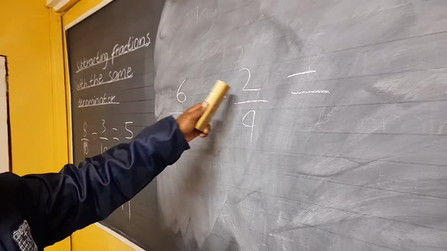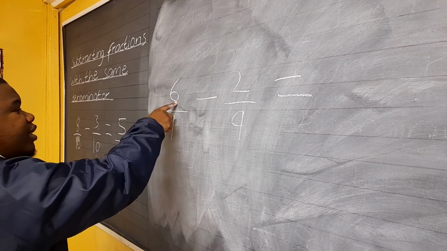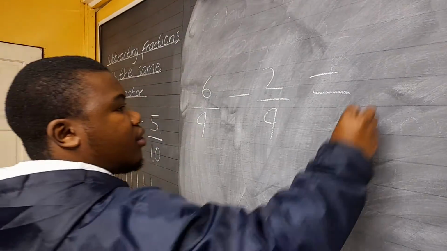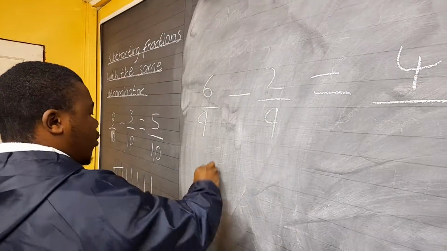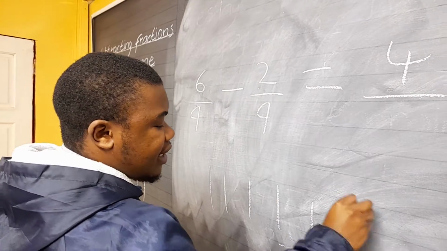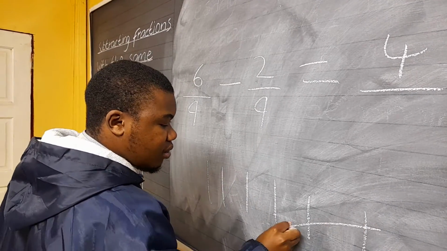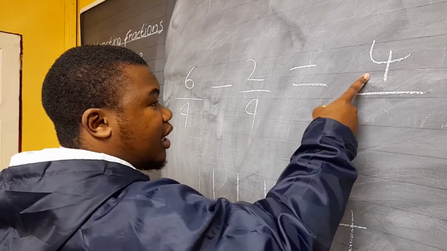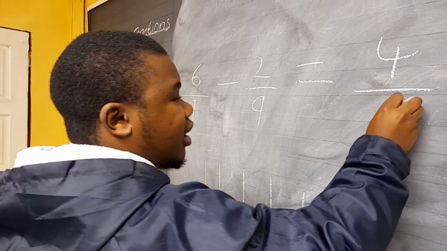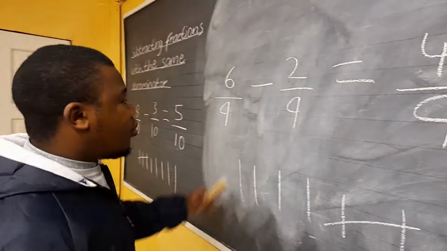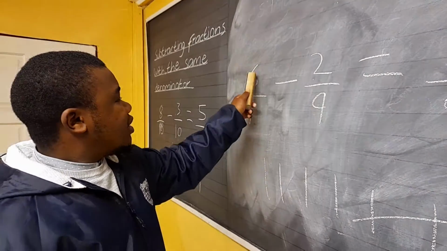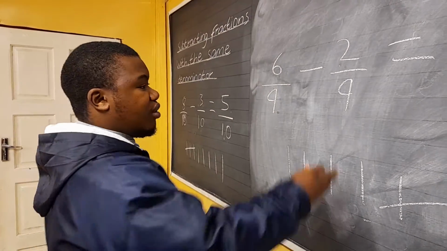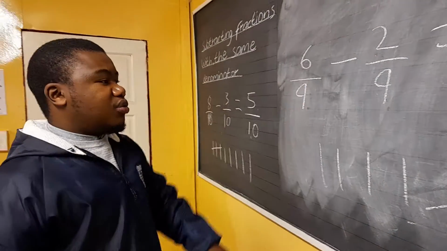All you have to do here is subtract. You say 6 minus 2, which will give you 4. 1, 2, 3, 4, 5, 6 minus 2. Then you count 1, 2, 3, 4. 4 is left. So the answer will be 4. Then the denominator will be 9. So you do not change this. You only subtract the 2, and you get your answer. That will be all you have to know. Make sure you don't change this, you only subtract the 2.